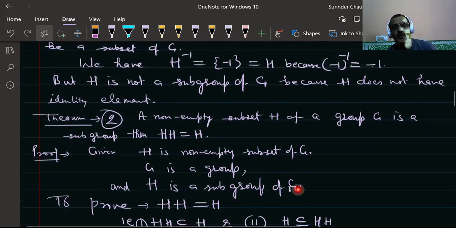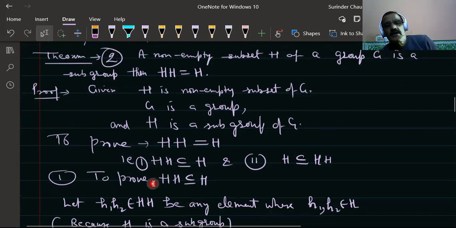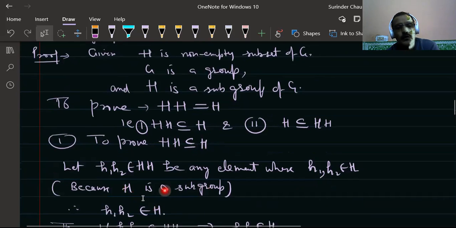Now, our aim is to prove H into H is equal to H. That is, H into H is a subset of H and H is a subset of H into H. So, first part: H into H is a subset of H, given H is a subgroup of G. Let us take h1 and h2 belonging to H, two elements such that h1 into h2 belongs to H into H. H is a subgroup, therefore h1 into h2 also belongs to H.